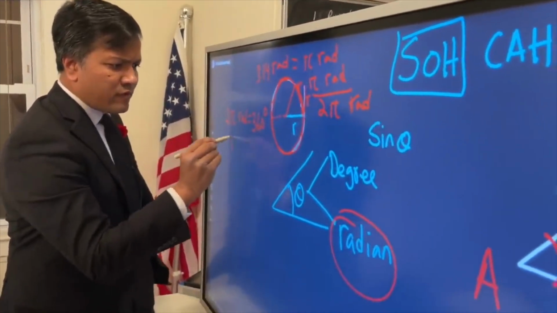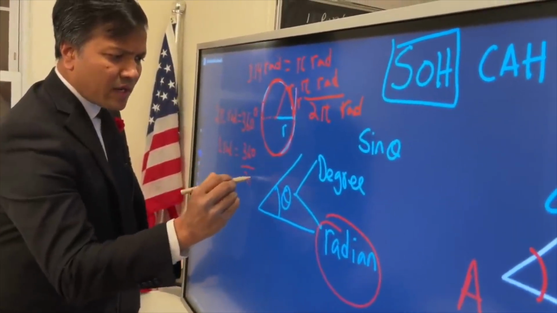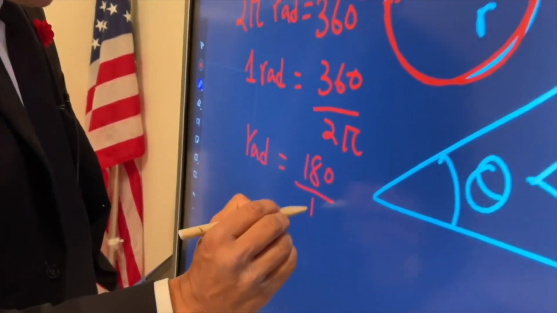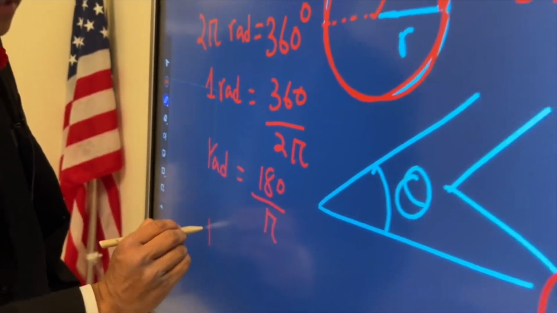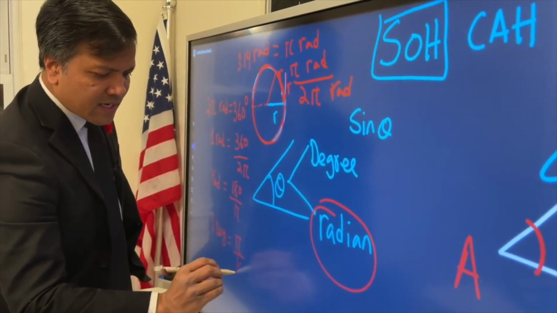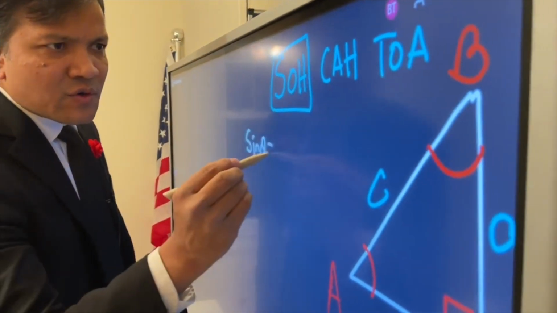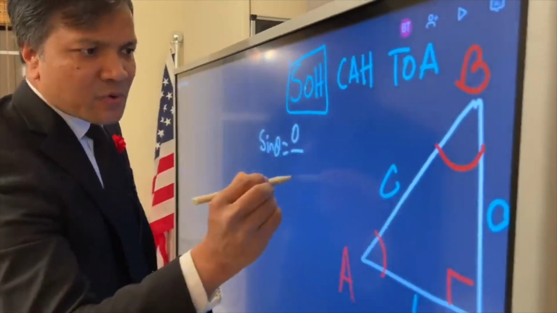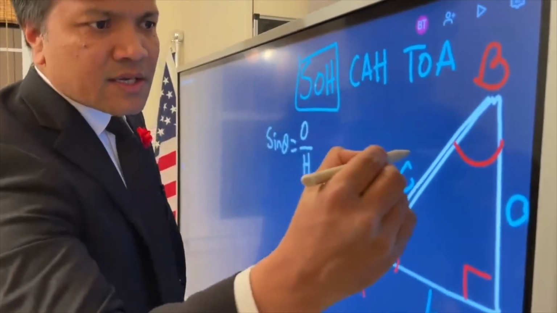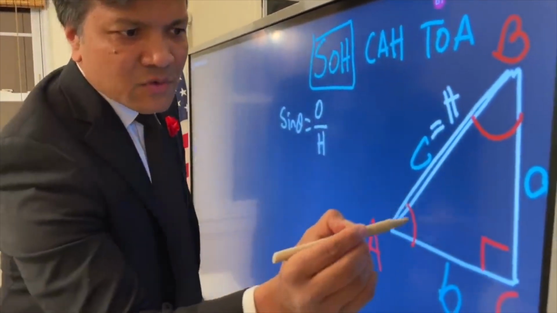Okay, so what is 1 radian? 1 radian is 360 over 2 pi. So 1 radian is 180 over pi, and 1 degree is pi over 180 radian. Sine theta, S for sine, is equal to O for opposite and H for hypotenuse. Alright, so this one is the longest side and this is called C or hypotenuse. We are looking everything with respect to A.